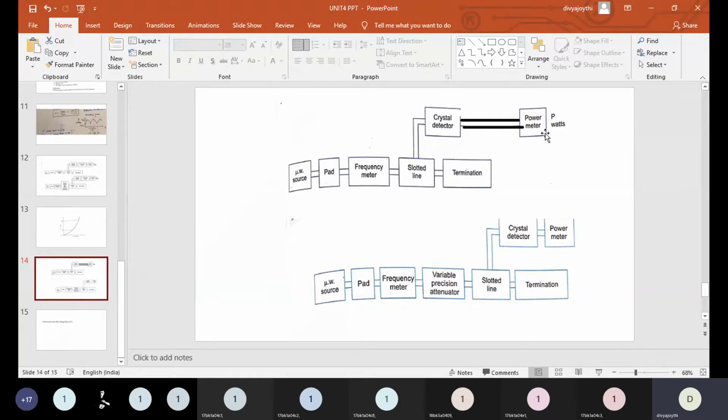By taking out the thermistor mount, we first calculate the output power of this test bench. In this RF substitution method, the first step is to calculate the power produced by this general microwave test bench, and we represent that power with P. And then we do the second setup. What is that second setup? There will be only a small change.